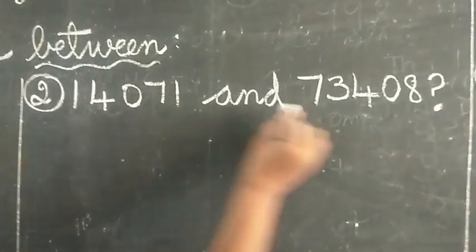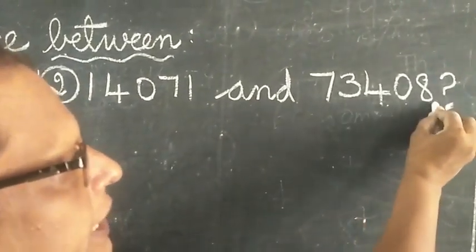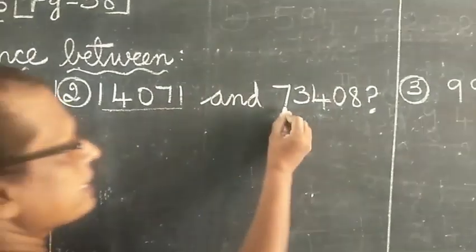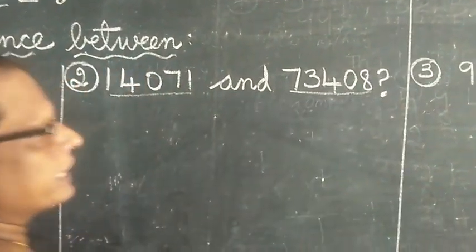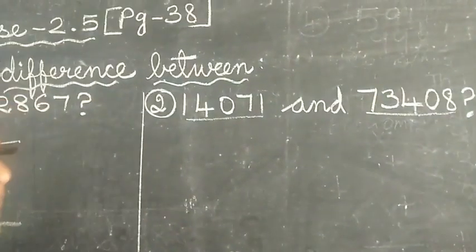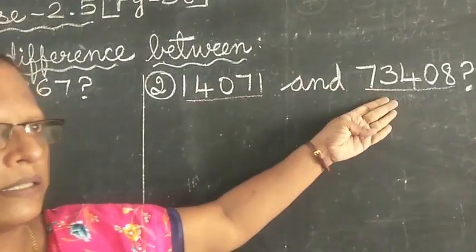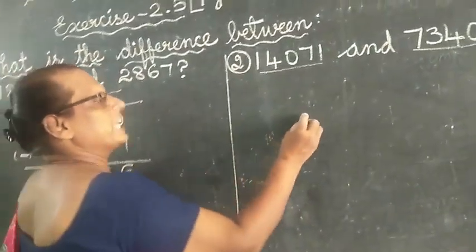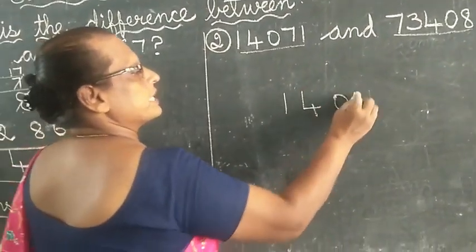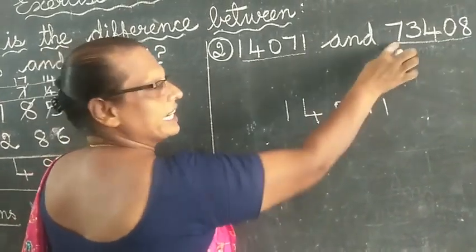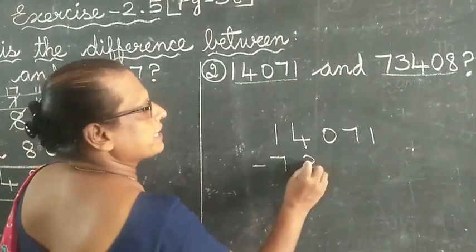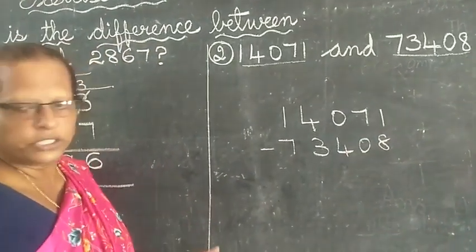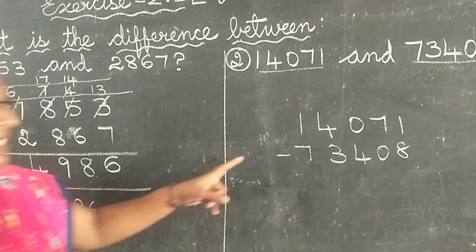14,071 and 73,408. Children, listen. See, 14,071, 73,408. Which is the biggest number, children? This or this? This is the biggest number. But what you have to do? You should not write it like this, 14,071 on top. If you write like this, the sum will be wrong. Understood children? So don't make that mistake.